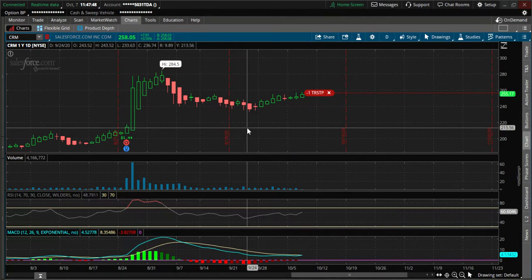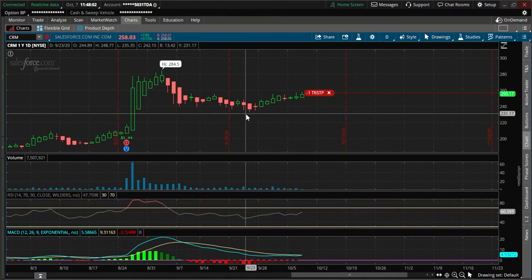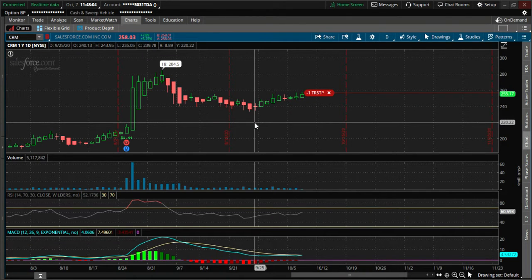Alright guys, quick educational video on how I swing trade. I like two candlestick patterns. They're very easy patterns because they only depend on two candles. I like engulfing candles, and I like close above the high of the low day.